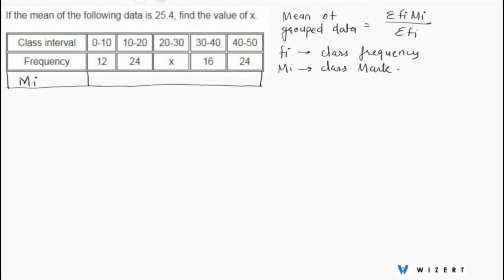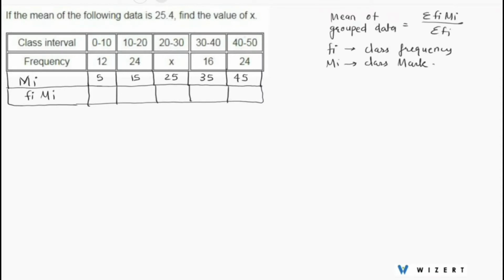So mi is equal to 0 plus 10 by 2 is 5. So this is 15. This is 25. This is 35 and this is 45. Now let's write down the values of fi mi multiplication so that we can sum them up right next to the table. So I've made the place for writing the sums. These are the totals we need to find at the end.